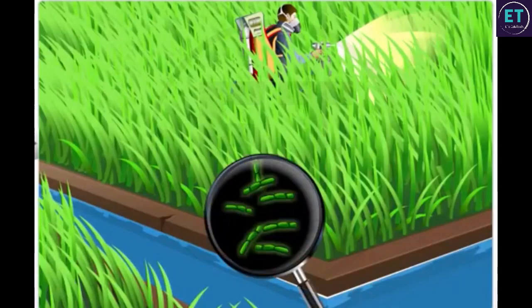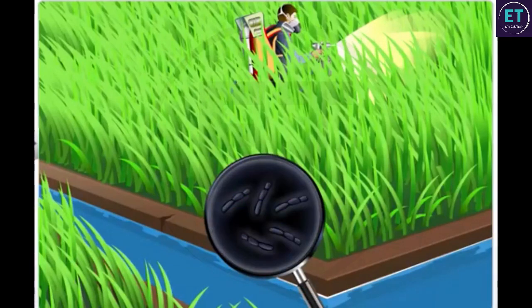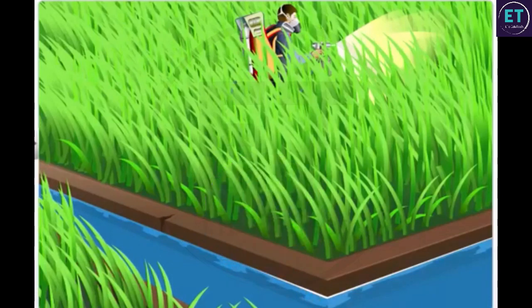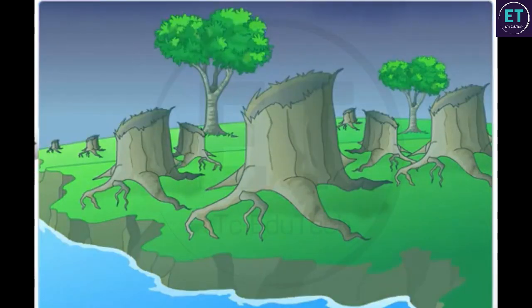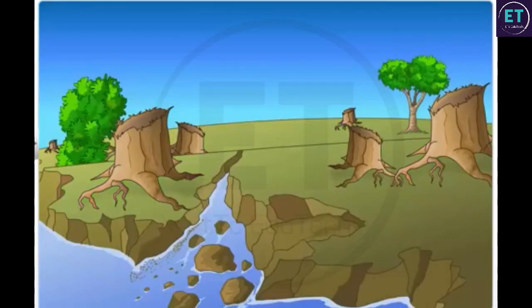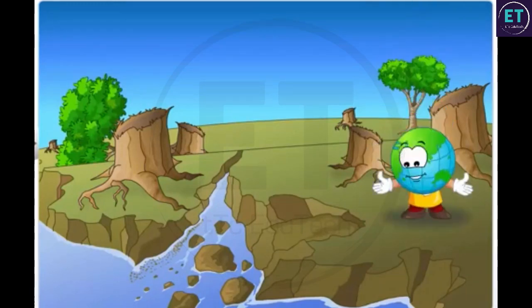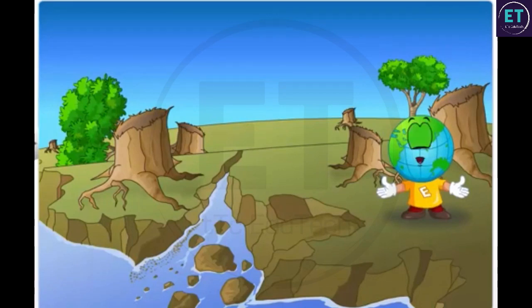Use of fertilizers and pesticides destroyed soil structure by killing microorganisms and earthworms. Deforestation leads to soil erosion. Fine particles of soil are also carried away by water and wind. Soil forms very slowly. Around 1 centimeter of soil is formed in 500 years. So it is important to conserve soil.